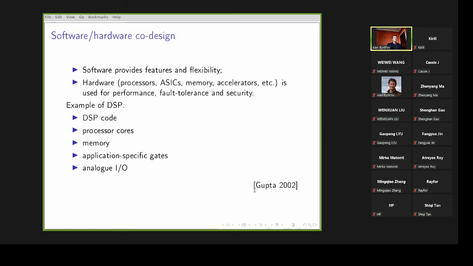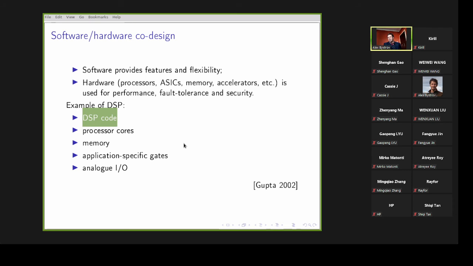Example of DSP as provided in the book by Gupta. It's somewhere in my reading list. Probably not very important. DSP, digital signal processor. It's a special purpose processor which also has interfaces and features to support purely embedded applications in signal processing. It has the code, of course. It's a program. Program is just normal software, right? Just normal, almost. It's not really normal because it uses special purpose instructions which only exist in DSP.